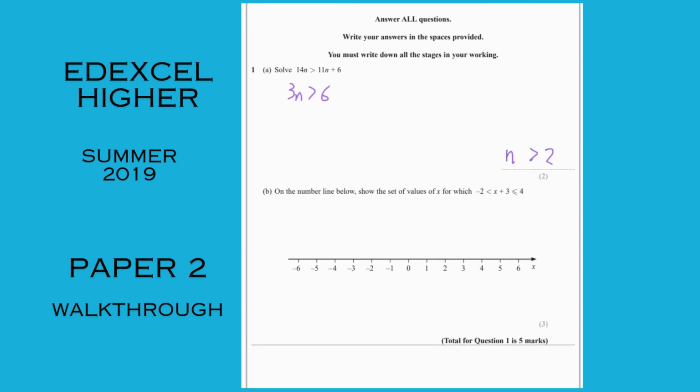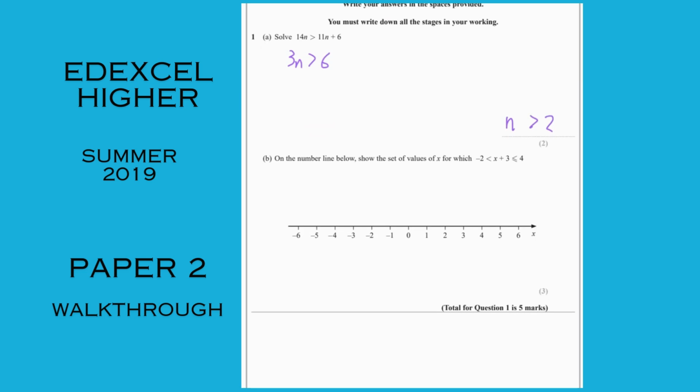Next one, a double inequality, but the rules of algebra still apply. Do the same to all sides, even if there's 3 sides. So take away 3 from every term. That goes down to -5. The middle goes to x, and the right side goes down to 1.